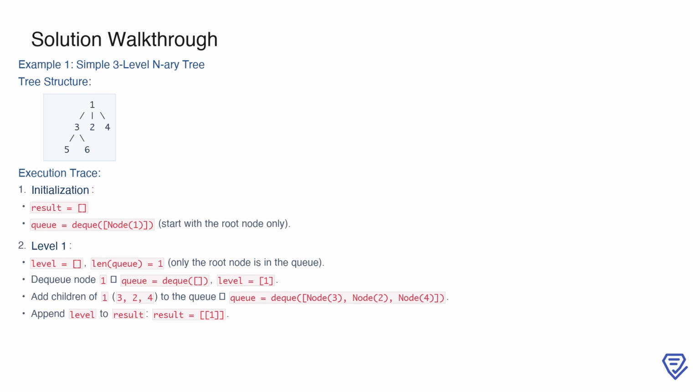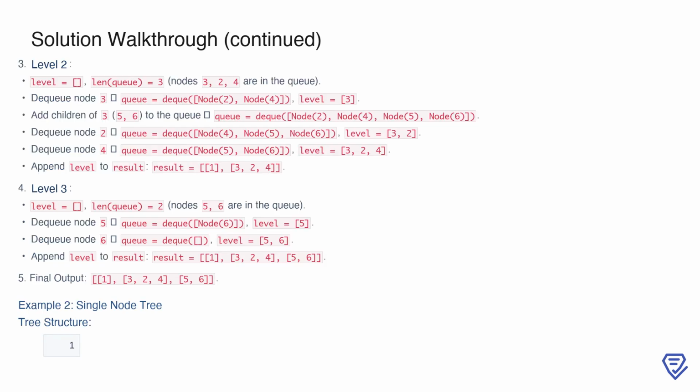the next level. Now, moving on to the second level, the queue contains 3 nodes, 3, 2, and 4. We initialize an empty level list and observe that the queue's length is 3, indicating 3 nodes to process. First, we dequeue node 3, add it to the level list, and enqueue its children, 5 and 6. Next, we dequeue node 2, add it to the level list, and since it has no children, we move on. Finally, we dequeue node 4, add it to the level list, and, like node 2, it has no children. At the end of this level, the level list is [3, 2, 4], which we append to the result. The result now becomes [[1], [3, 2, 4]], and the queue holds nodes 5 and 6 for the next level.